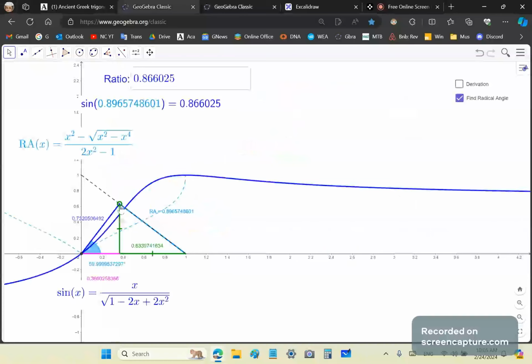I didn't have to do this trick here where I put it on there. It's just that the radical angle is always this line here, or a proportion of the line. So in this case, it's this proportion, which is 0.89657.